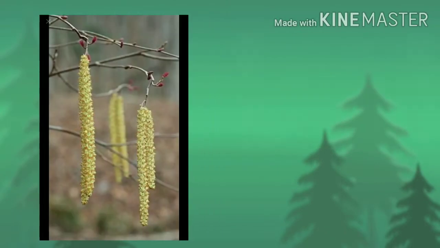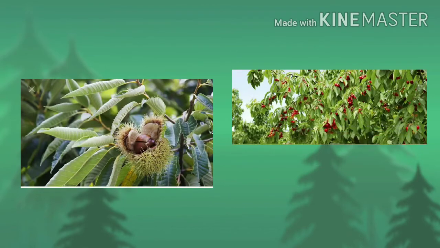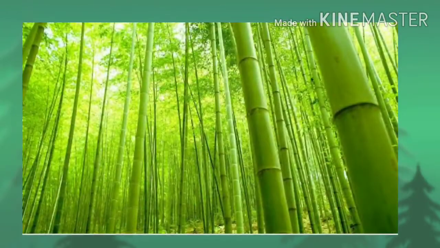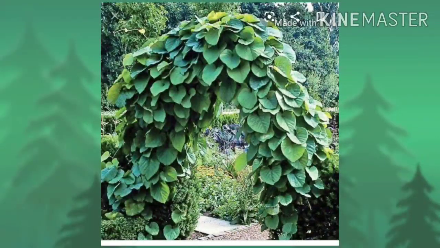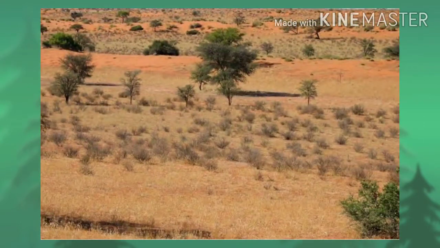Then on the lower Himalayas we have alder, oak, chestnuts, cherry, etc. Then on the foothill of Himalayas we have orchids, bamboos, creepers, etc. Okay, now we will study about thorn forest. The thorn forest consists of thorny trees and bushes. These forests are mostly found in the northwest part of the Great Indian Desert in Rajasthan and in parts of Madhya Pradesh and Uttar Pradesh.